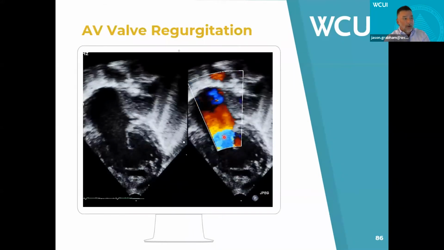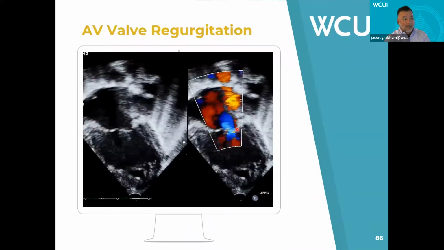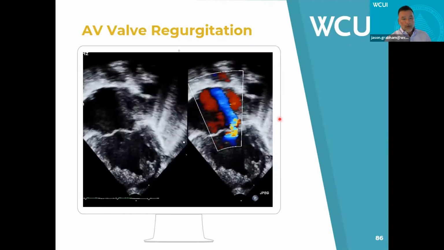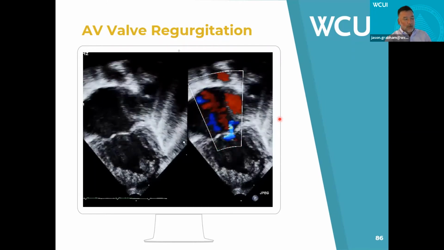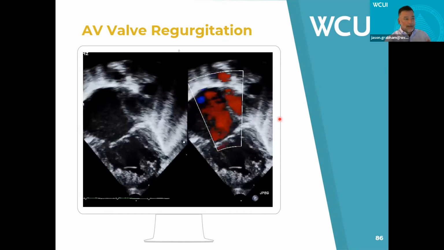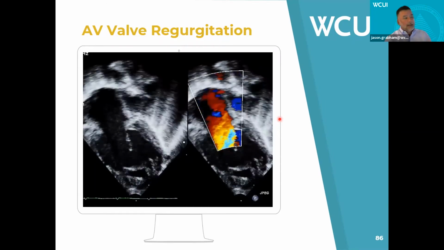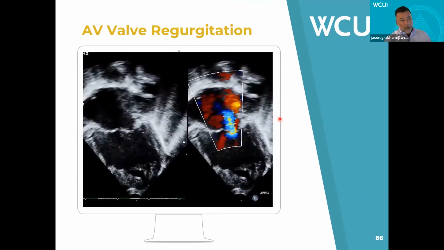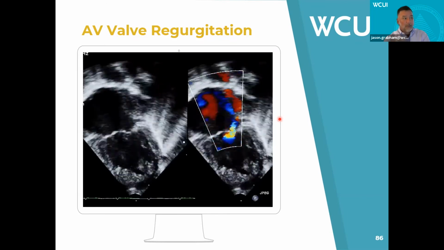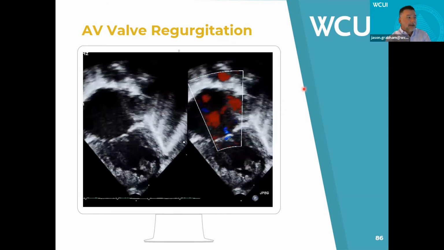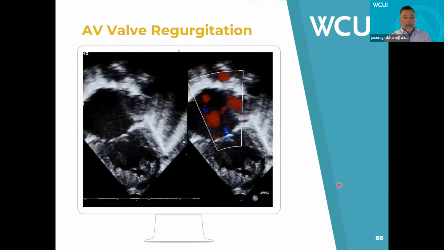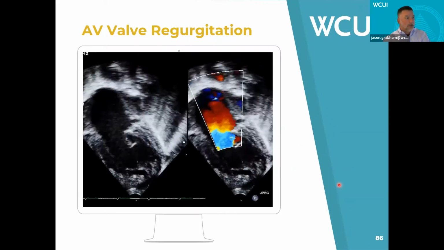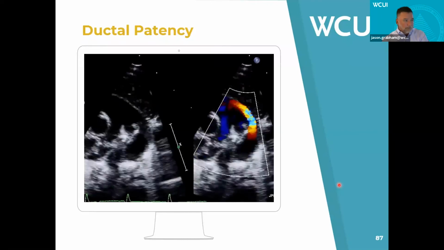Again, AV valve regurgitation is an important part of the assessment. Because you now have one ventricle doing the job of what should be two, it's imperative that this ventricle functions as efficiently as possible. And the more flow you have going the opposite direction, the less efficient this ventricle then becomes. And then back to Amy's case, you also run into volume overloads and a lot of other problems that just continue to go down that pathway.